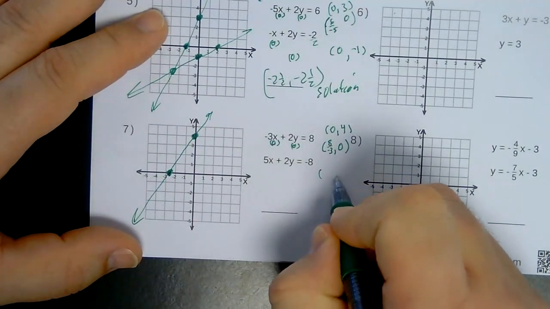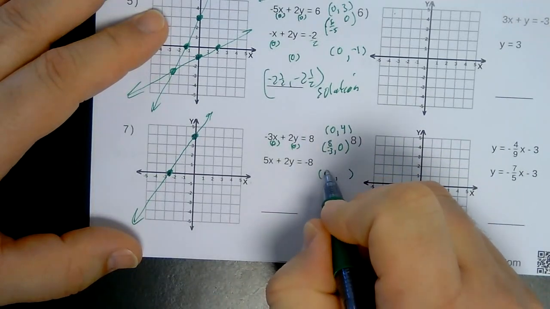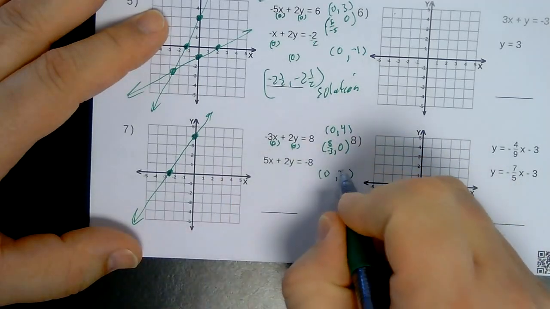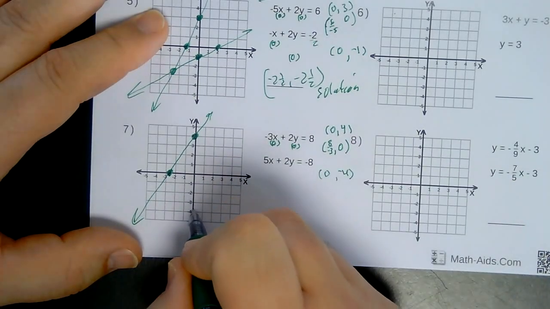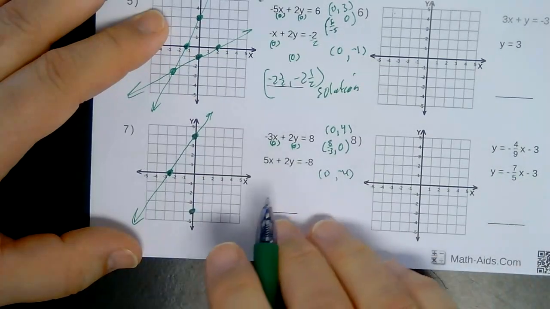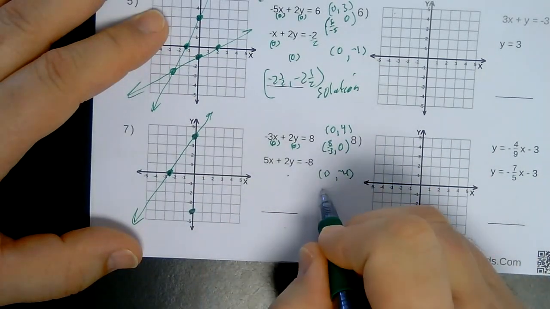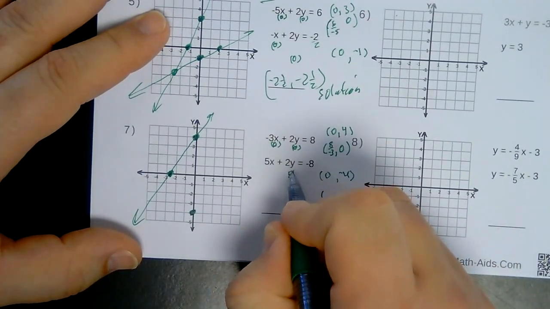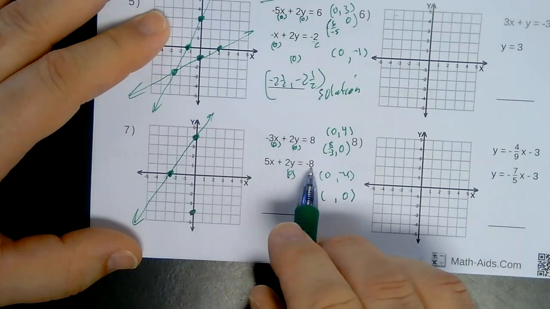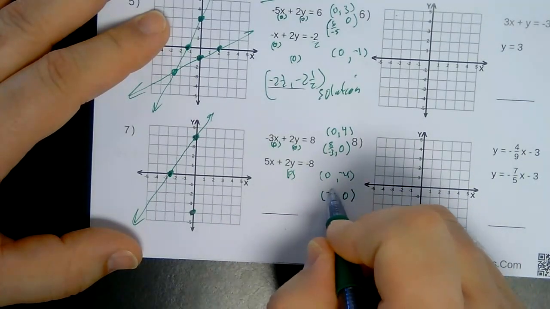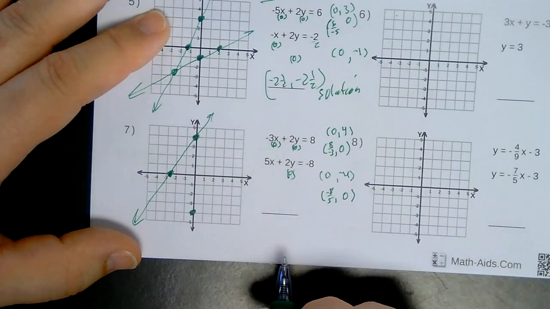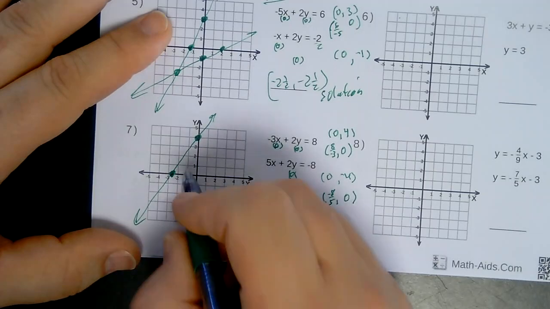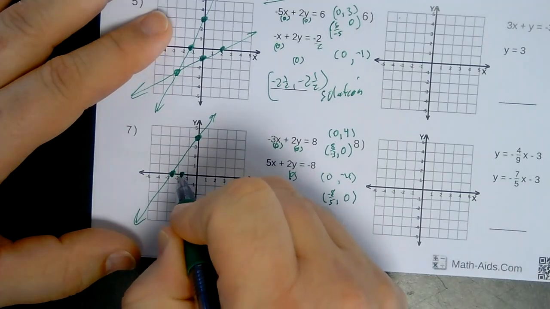Okay, the next one. I let x be 0. I get 2y equals negative 8. Divide both sides by 2 and I get negative 4. So 0, negative 4 is down here. And the other one, I let y be 0. So there's 0 in my y area. And then 5x equals negative 8. So this would be negative 8/5, which is negative 1 and 3/5. So negative 1 and 3/5 puts it maybe right about there somewhere.